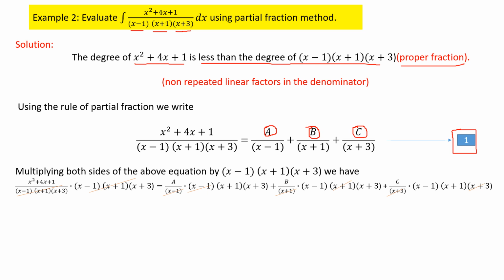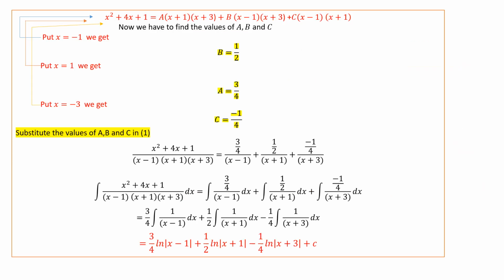The next step, I need to multiply both sides of equation number 1 by (x − 1)(x + 1)(x + 3). If I simplify this, I will get x² + 4x + 1 equal to A times (x + 1)(x + 3) plus B times (x − 1)(x + 3) plus C times (x − 1)(x + 1). Now I need to find the values of A, B and C. For this, I am going to substitute x equal to −1 in this equation.